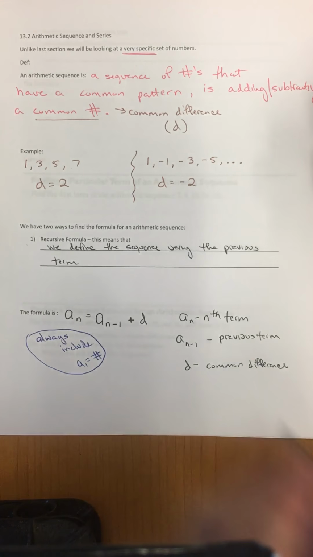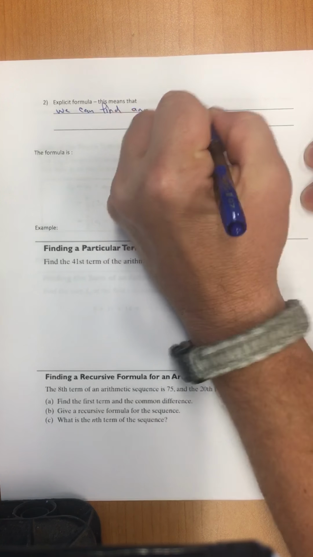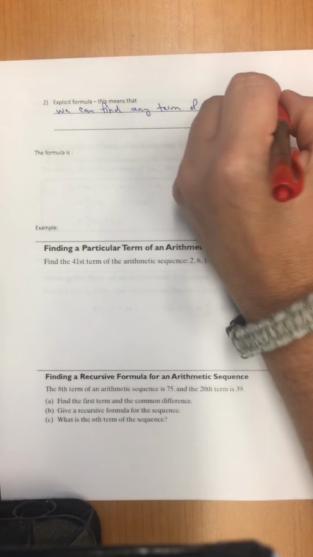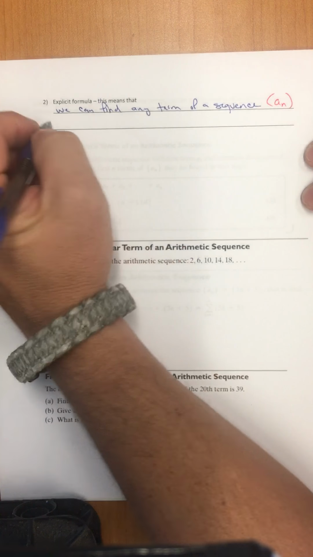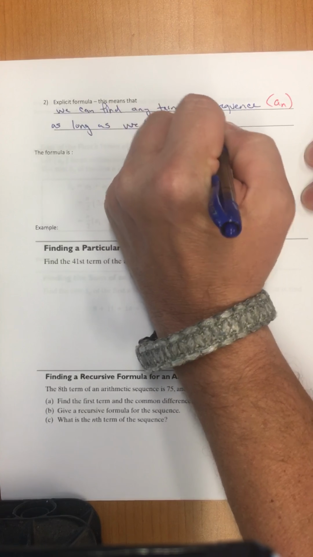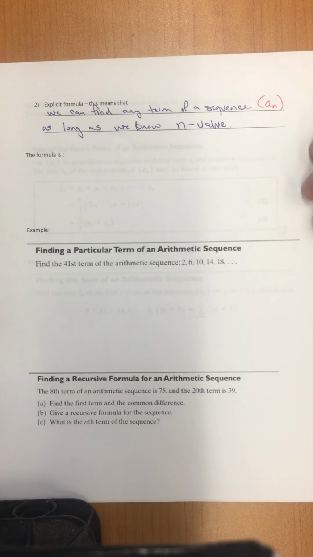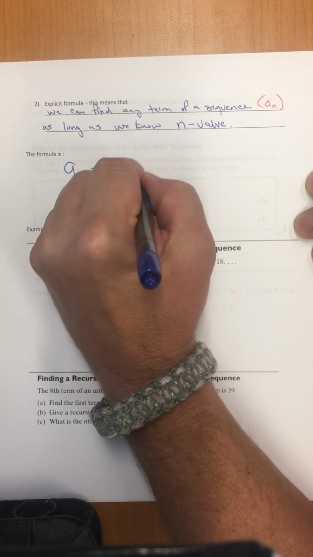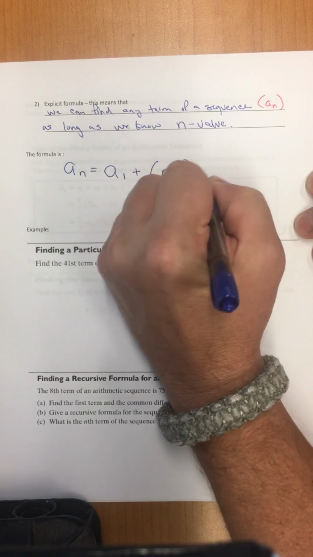The second formula we need to know is something called an explicit formula. The explicit formula means that we can find any term of a sequence. We can find any a sub n as long as we know the n value. So we define the term in terms of what number it is in its place. Once again, it has a formula. A sub n equals a sub 1 plus parentheses n minus 1 times d.